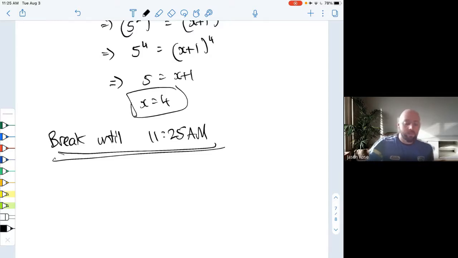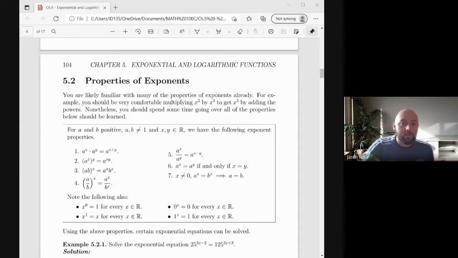Okay, so I think what I'll do is run back to the screen share over here, talk about base e, because I have a lot of the important stuff written down anyway. Okay, good, there it is.